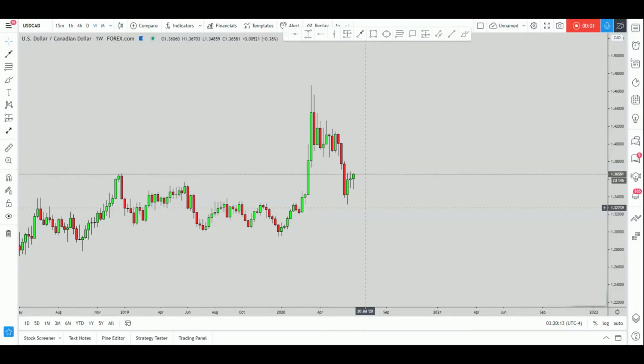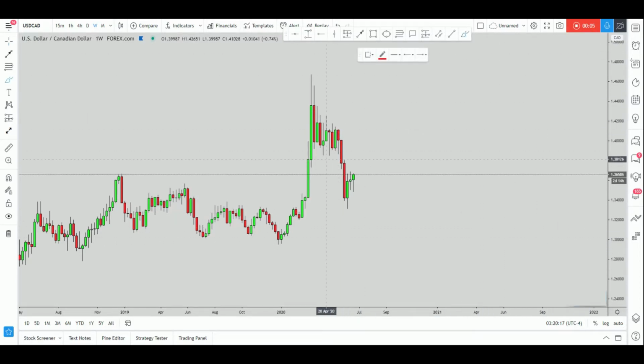Okay, so let's make our full breakdown on USD CAD. From a weekly perspective, we have a market that has clearly created a nice M formation. And after an M formation, what do you expect? You expect the market to make a retracement. In fact, if you remember in our previous analysis, what did we say?